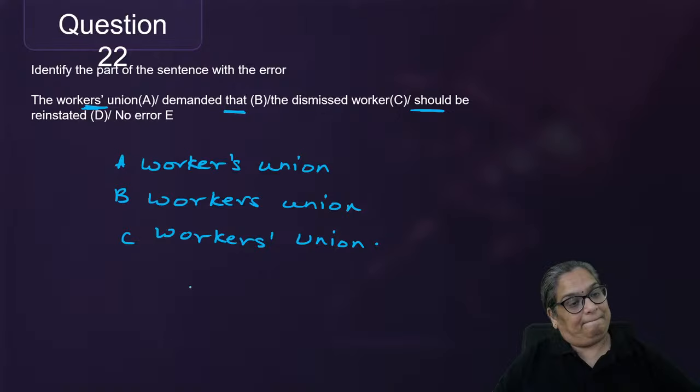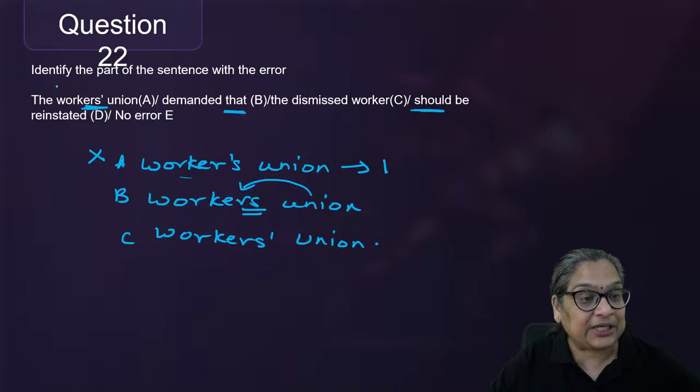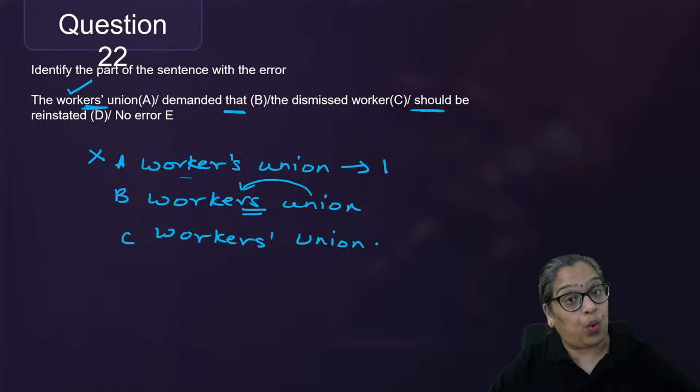All right. If it's A, I'm saying the union belongs to only one worker. Here, I'm not saying this. It's a union of workers. This is only a plural. So, actually, this is correct. What is wrong? Demanded that. What did they demand? So I need that here.